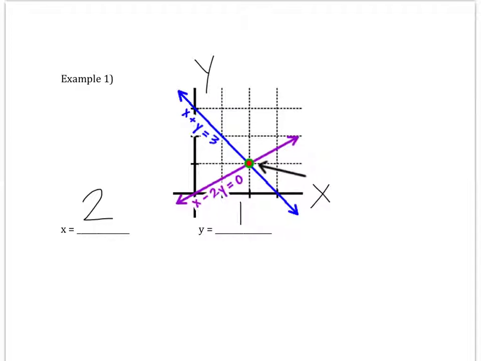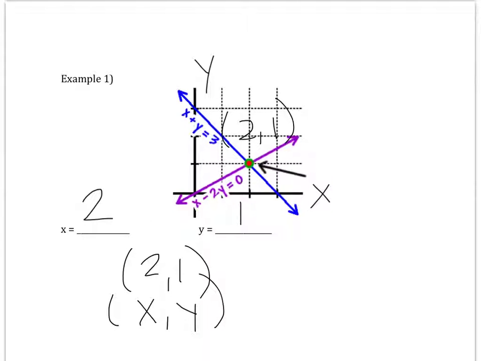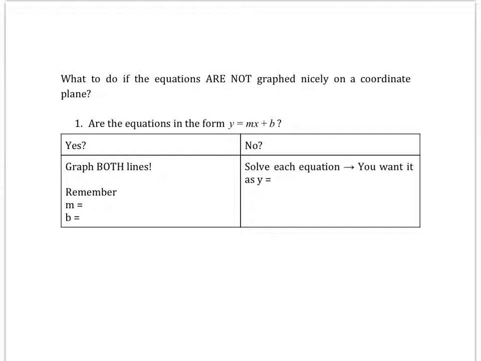So I would write this ordered pair as 2, 1. Remember, your x always goes first, and then your y. And I'm even going to label that point on the graph with the solution as well. All right, so what do you do if the equations aren't graphed nicely on a coordinate plane?